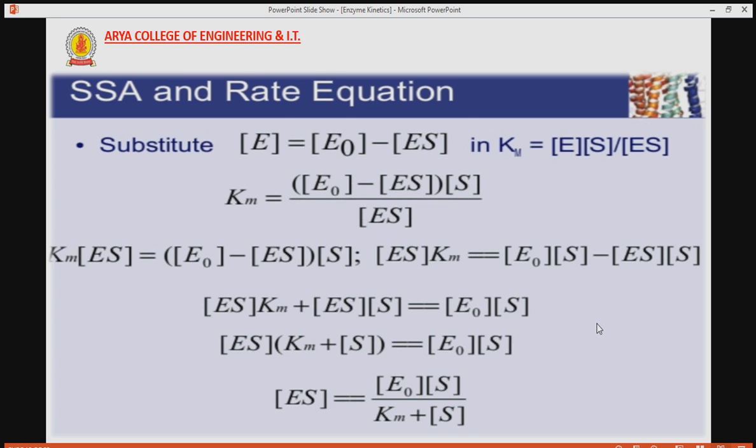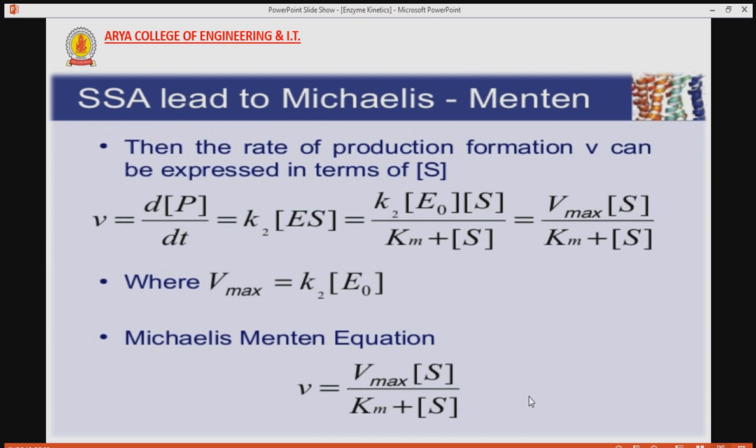So substituting the value of E equals E naught minus ES in the Km, we will get the equation in the term of Km equals (E naught minus ES) into S upon ES. By solving this equation, we will get the equation in the term of ES, that is E naught into S upon Km plus S.